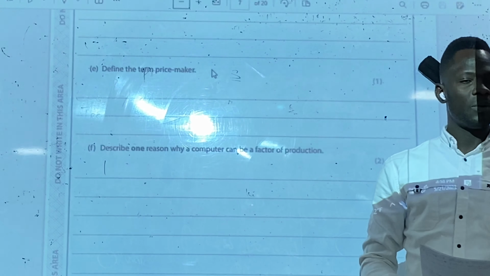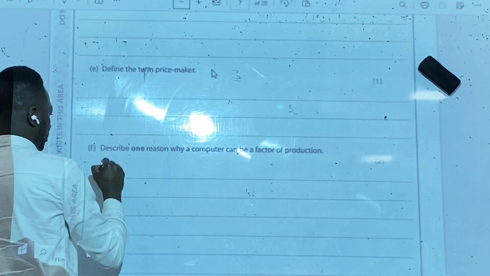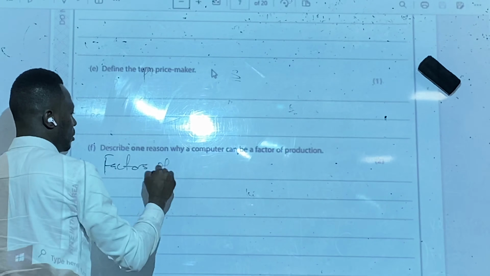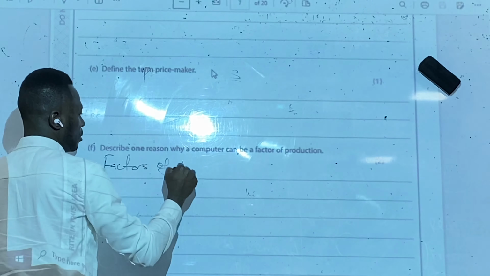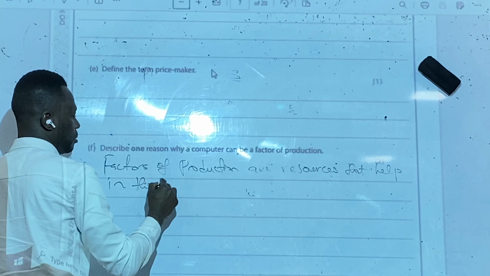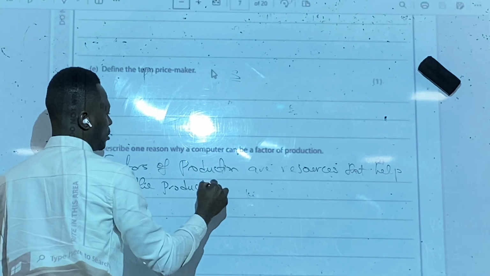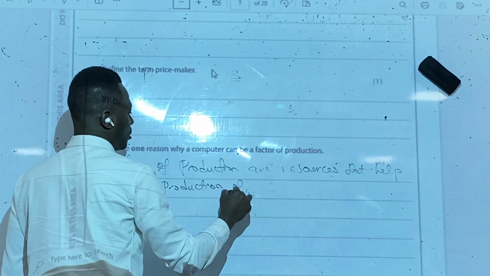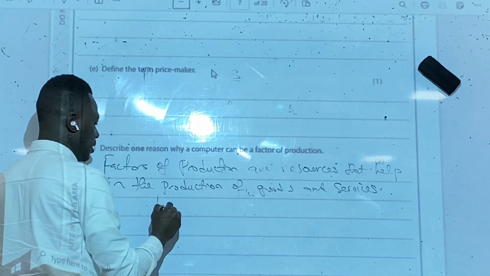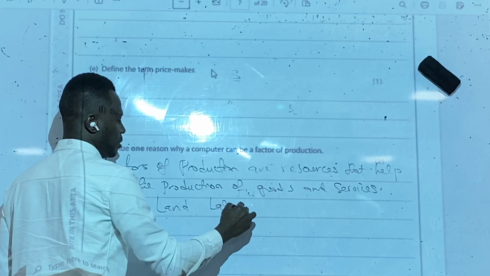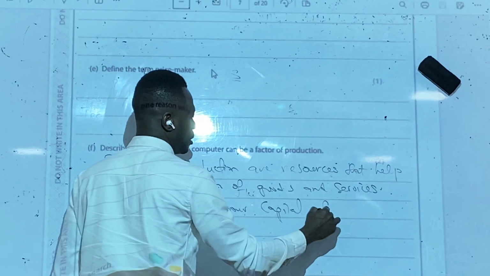Before we go into what a computer is, factors of production are resources that help in the production of goods and services, right? Yes. The factors are education, finance. This is the first one. Then we have land, labor, capital, enterprise.